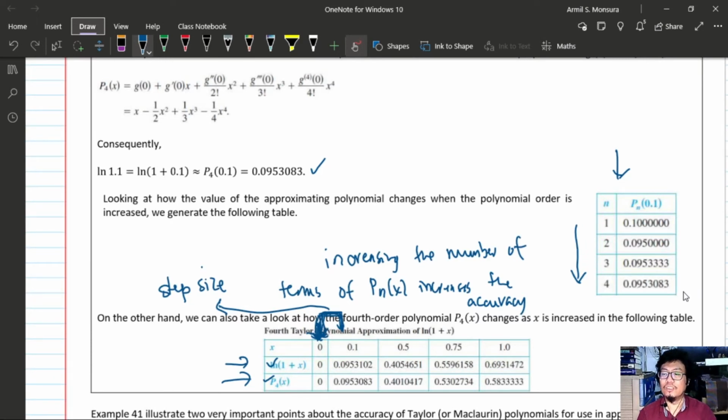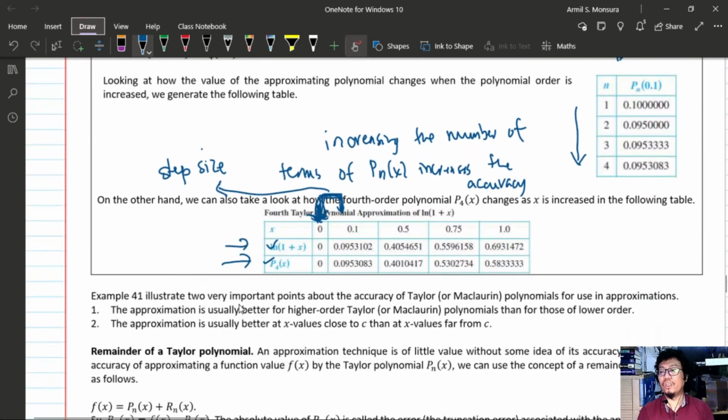So example 41 illustrates two very important points about the accuracy of Taylor or Maclaurin polynomials for use in approximations. Number one, the approximation is usually better for higher ordered Taylor or Maclaurin polynomials than those for the lower order. So the higher the order you use for your approximating polynomial, the better for the approximations.